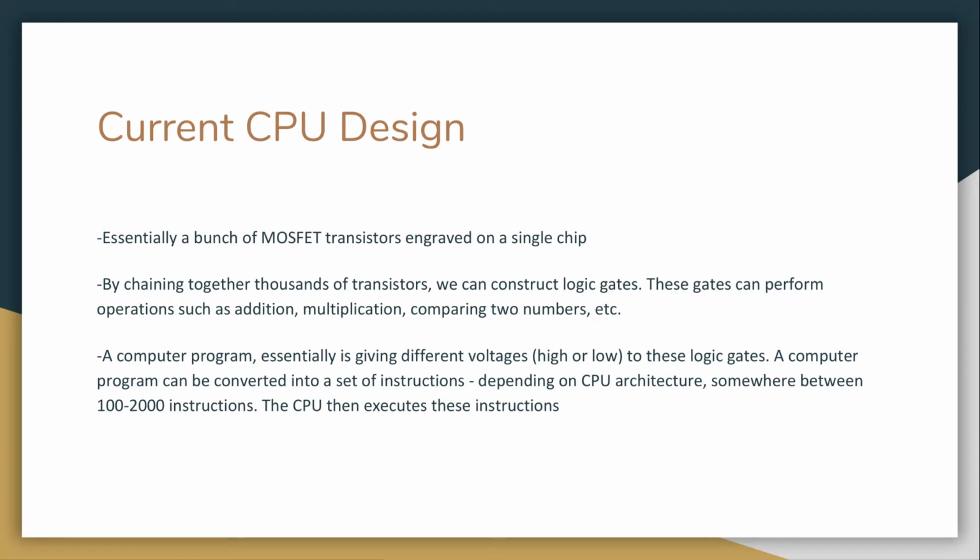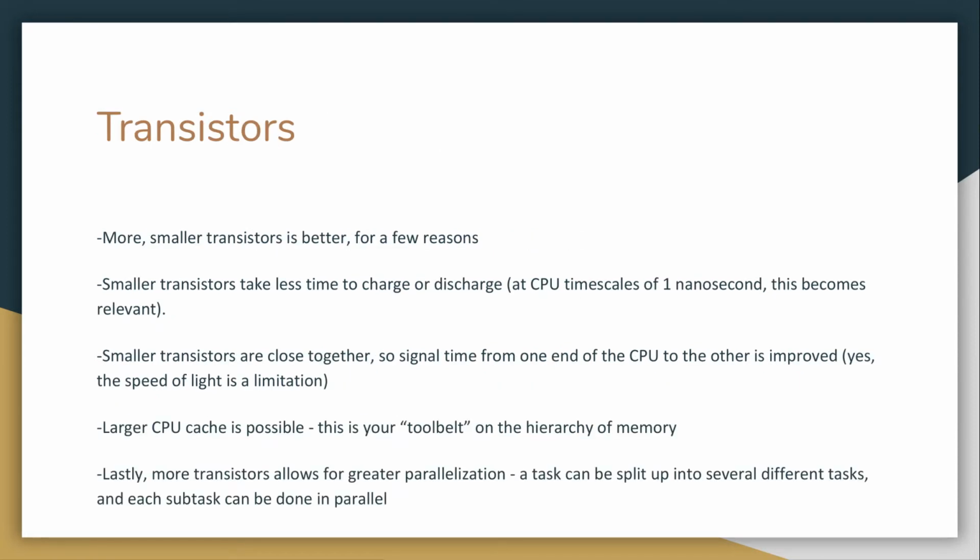So the most important thing with CPUs, or one of the most important things with CPUs, is the transistors. Transistors are basically switches. If you think of a light switch, it's a physical switch and it controls an entire current. Same thing with a transistor. If you put a small voltage at the base of a transistor, it allows current to flow across the transistor.